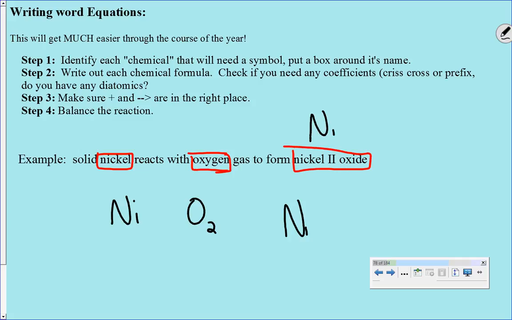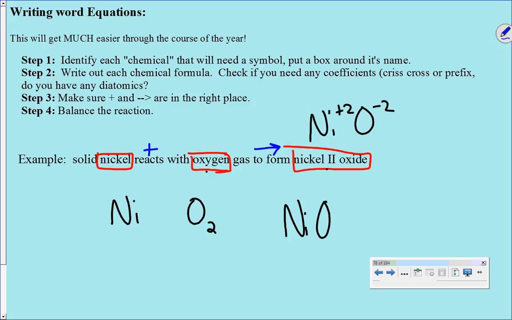So it's going to be Ni plus 2, O negative 2, or NiO. Remember, you have to be sure to do any crisscross that you need to do in this compound. We had a metal and a non-metal, and oxygen, we have to remember that that's diatomic, so there's a lot of stuff you need to think about. Then we have to figure out where our plus signs and our arrows and things go. Reacts with gets a plus sign, and to form gets an arrow.